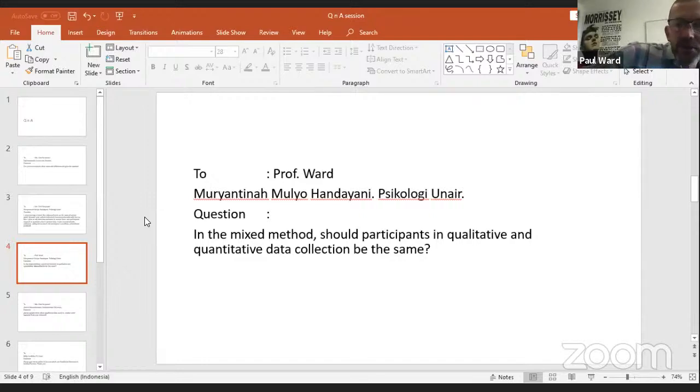The question is, should participants in qualitative and quantitative data collection be the same? Not necessarily. No. It very much depends on the particular study that you're doing. So it may be that you are undertaking a quantitative cross-sectional survey, a quantitative study. And then from that, it may be that you're selecting particular participants to be interviewed. So in that context, the participants in your qualitative study are drawn from the sample of your quantitative study.